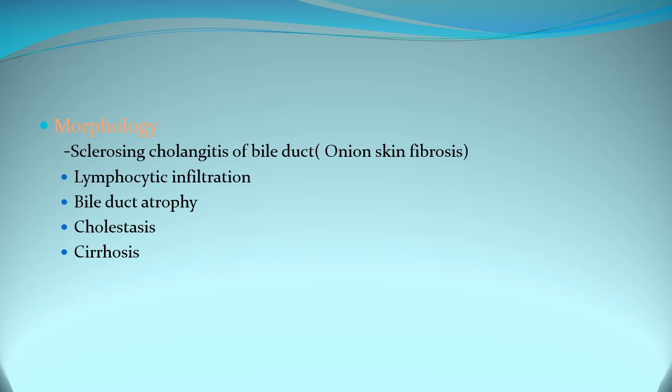Morphologically, sclerosing cholangitis of the bile duct. Sclerosis, I told you, means complete fibrosis has occurred surrounding the bile duct. So it will produce an onion skin fibrosis surrounding the bile duct. Onion skin appearance of the fibrosis. There is a lymphocytic infiltration, bile duct atrophy, cholestasis, and cirrhosis. When the complete fibrosis has occurred, bile duct atrophy is bound to happen, and as there is inflammation, a lymphocytic infiltrate will be there. And because of this bile duct atrophy, there is cholestasis, and ultimately it leads to cirrhosis.